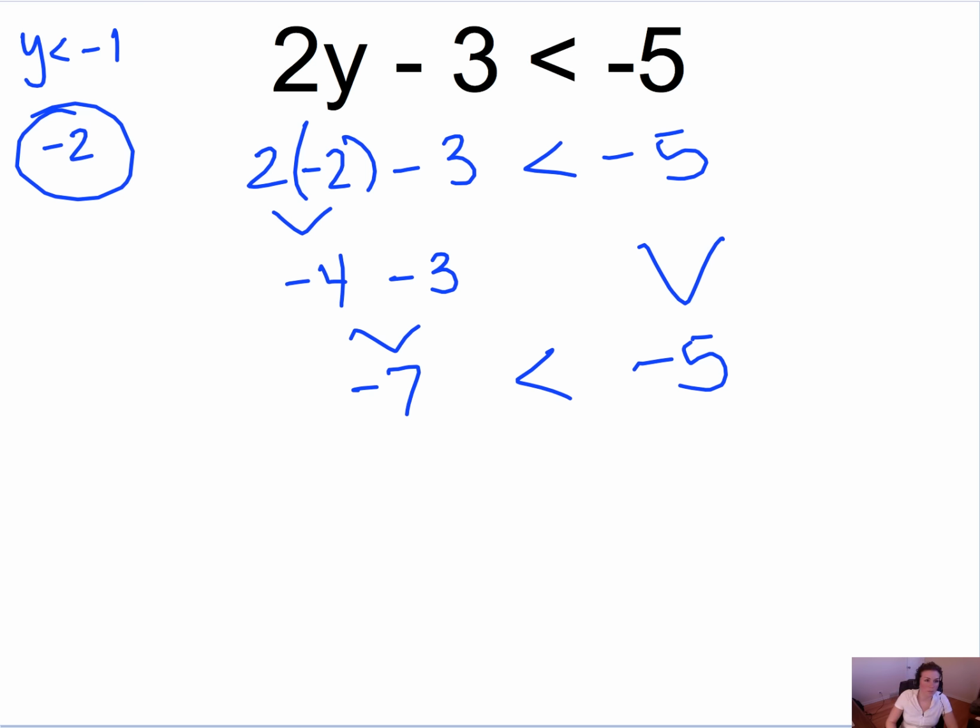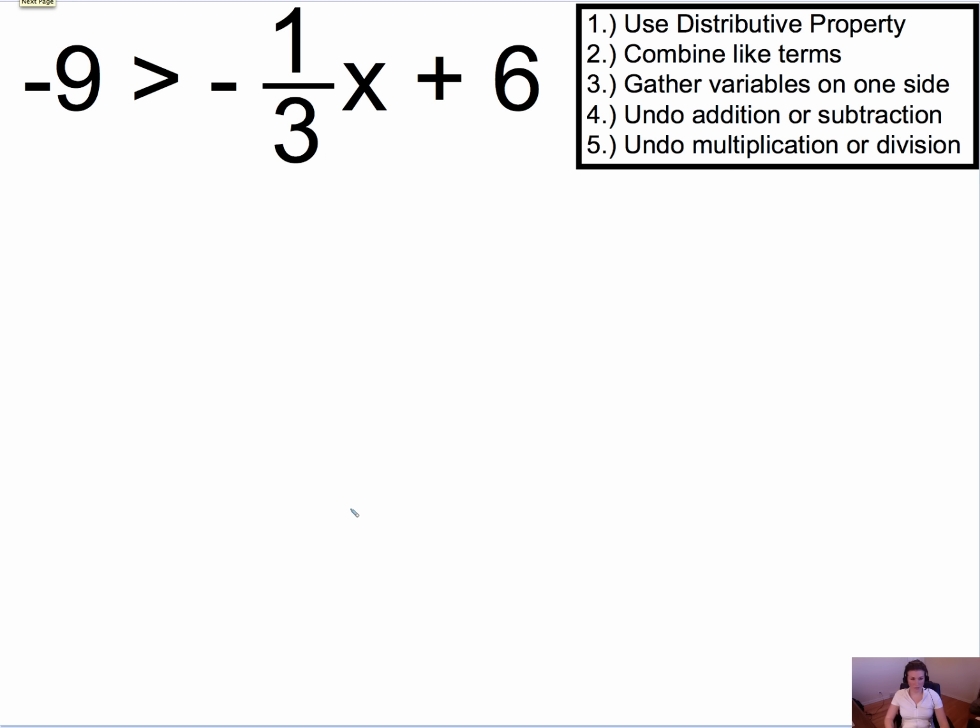All right, next example. Negative 9 is greater than negative 1/3 x plus 6. Separate your two sides. We do not need to do the distributive property because there's no parentheses. Like terms, there's none on the right, there's none on the left, so skip it. Variables to one side, we already have them on one side, so skip that. All the way down to step 4, undo addition or subtraction.